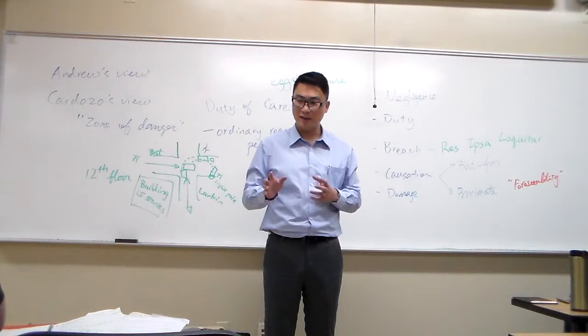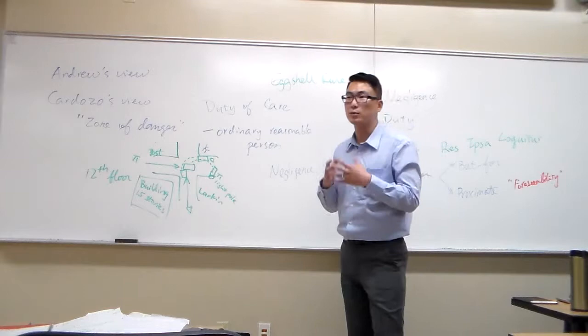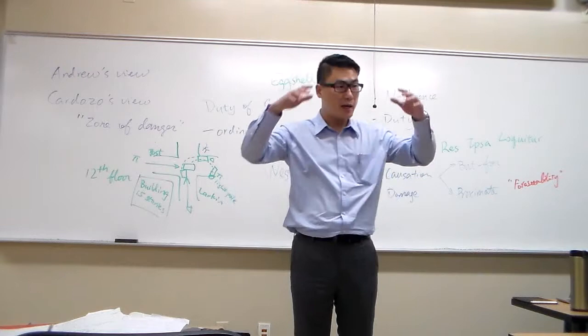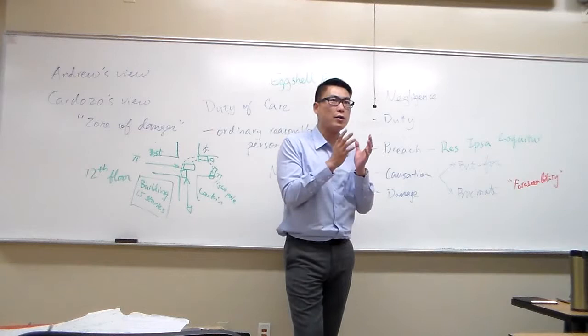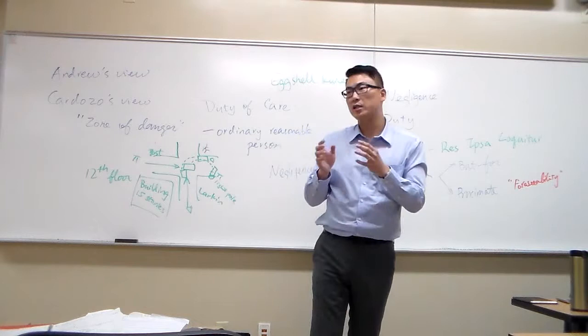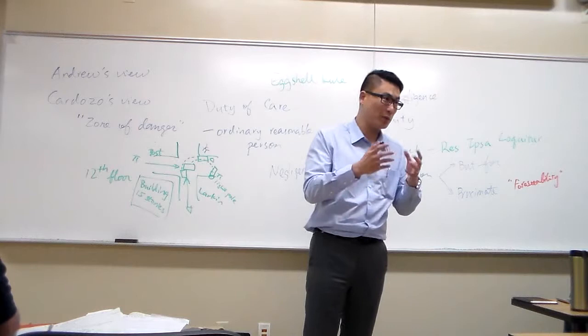Well, let me give you an example. This is a real thing. There are hot air balloons in Napa Valley. That is a risk that you can assume, because a hot air balloon is very dangerous. It is foreseeable that people will die, and it's foreseeable it can be dropped.